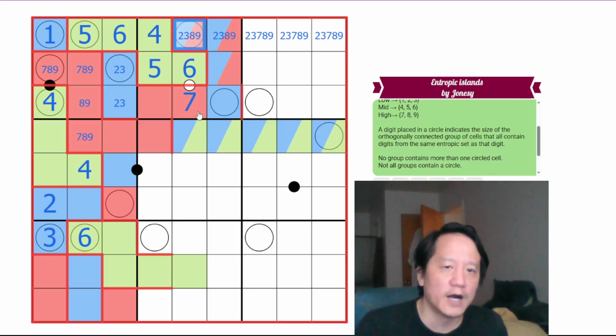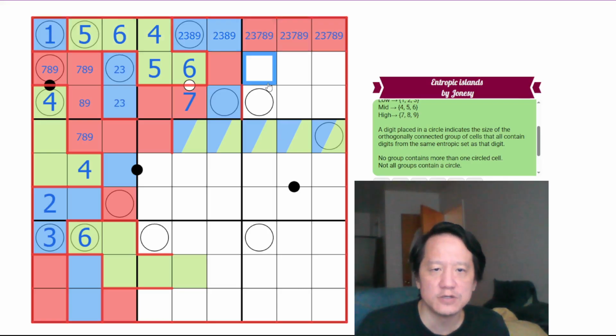If this were high, the problem with this being high is we'd have 3 highs already in the box, so this couldn't be high, and this would be an entropic set of just 1. So this cannot be high, it's low. Low has to continue out here. We have 3 lows in this box too, so this can't be low, it's high. This is the remaining digits that are low here, because we have 3 lows, so the rest of the digits must all be high.